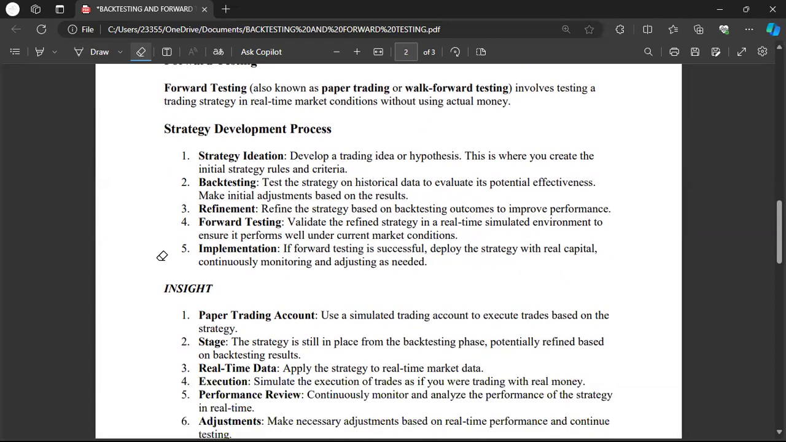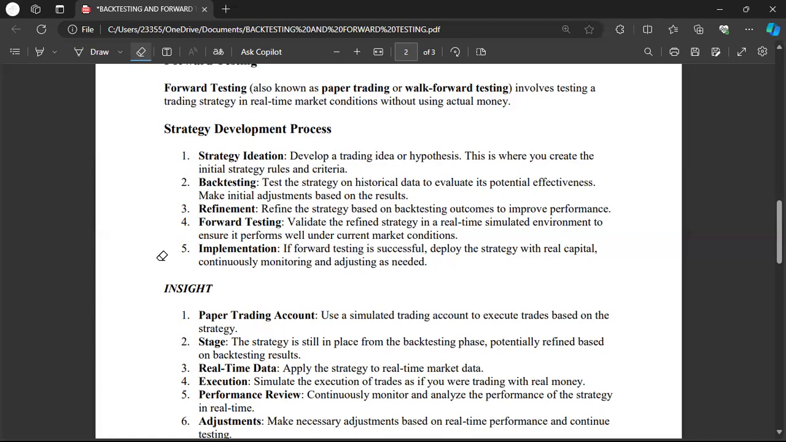Now, one is what? Strategy, what? Ideation. Some will say ideation. It's actually ideation. So strategy ideation is, look at it now, develop a trading idea or hypothesis. This is where you create the initial strategy rules and criteria. It's part of it. Bear in mind, it doesn't change the fact that the strategy would have been in existence already. It's just an idea. I'm giving you an idea of that.